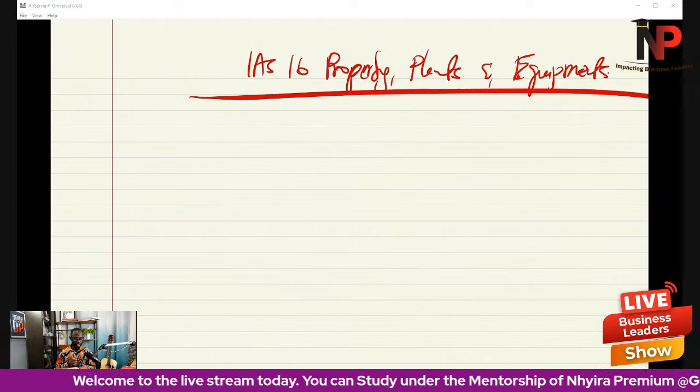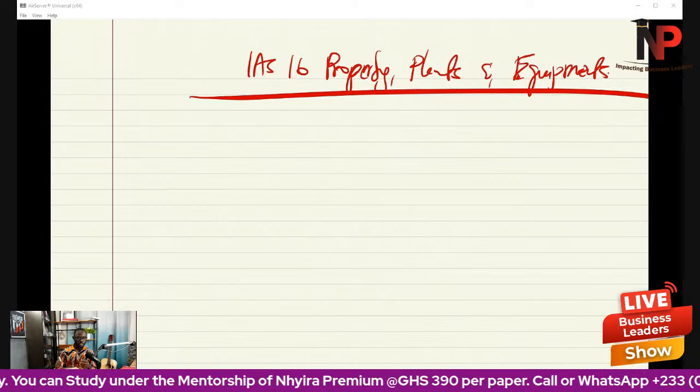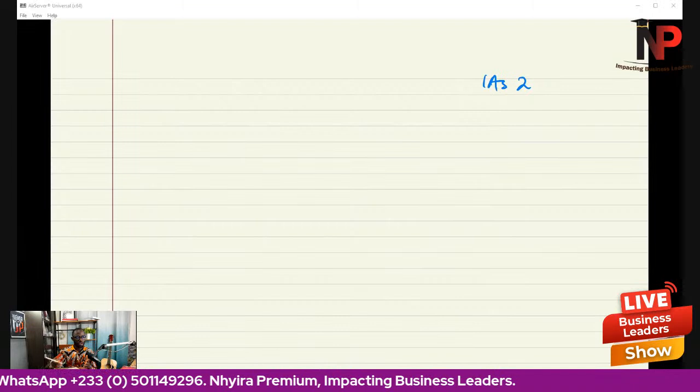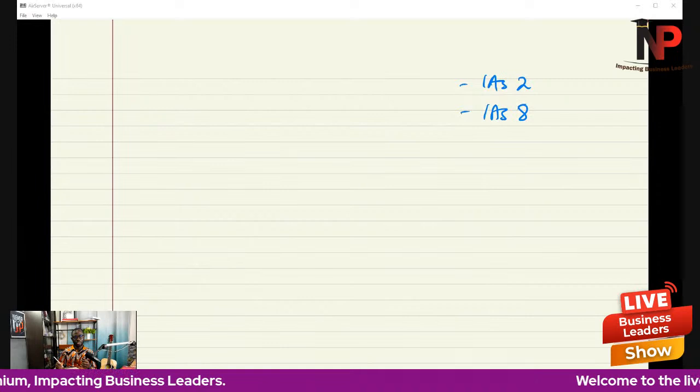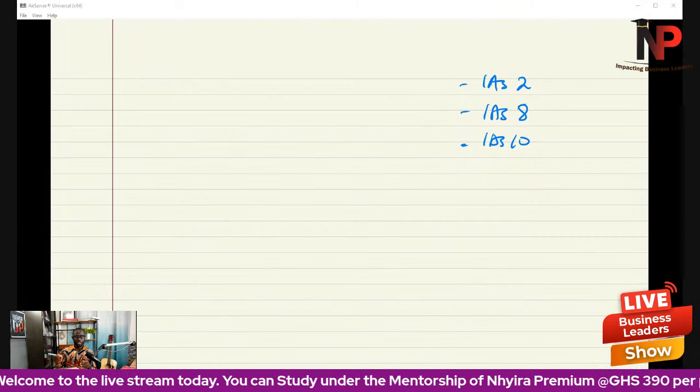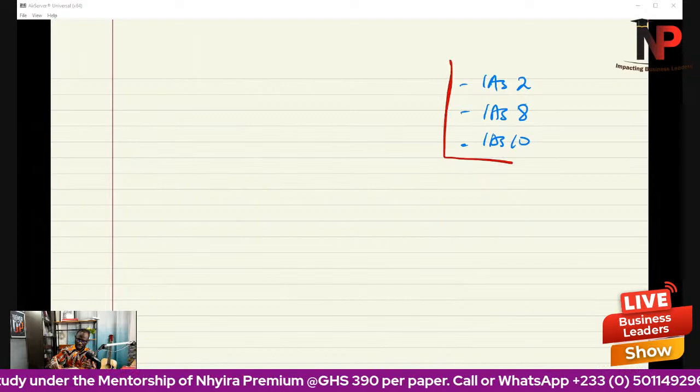IAS 16. Now, this is the starting point of the standards. Certainly, there are some introductory standards, but I'm not going to be dealing with them here in the masterclass. IAS 2, inventories. When we are solving questions later on, I could bring this up. IAS 8, accounting policies, changes in accounting estimates. I will not teach it really, but it is something that you can be expecting later on. Then IAS 10, events after the reporting period. This is also another fundamental standard. So these are fundamental standards that you need to understand and know the treatments there.